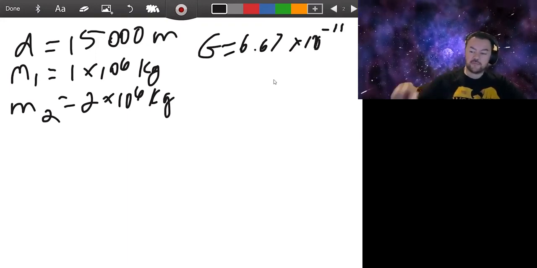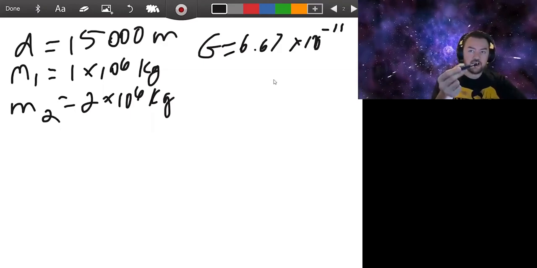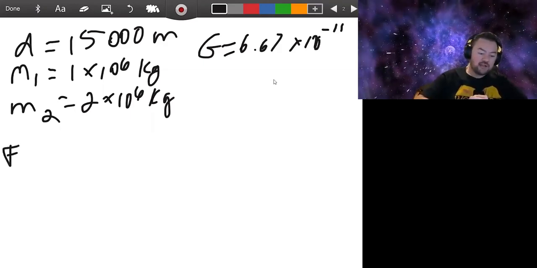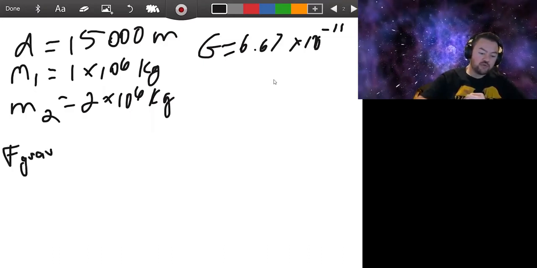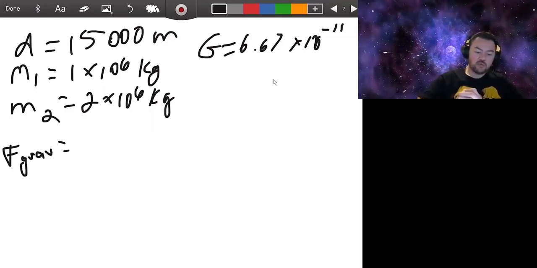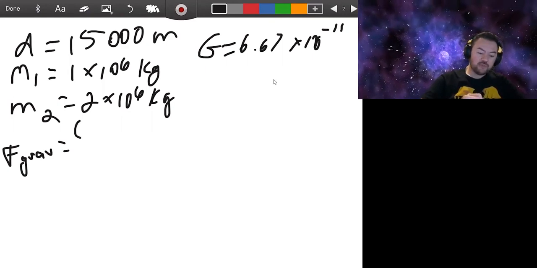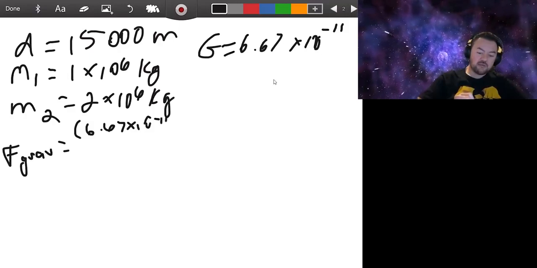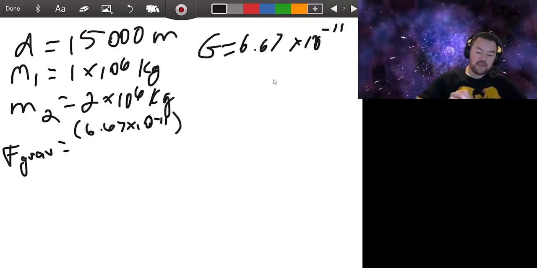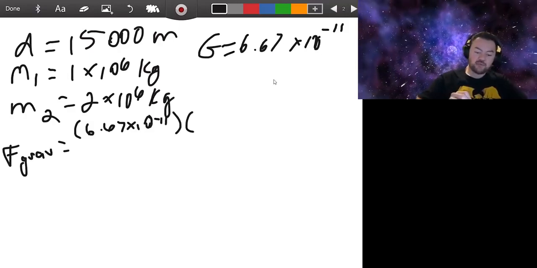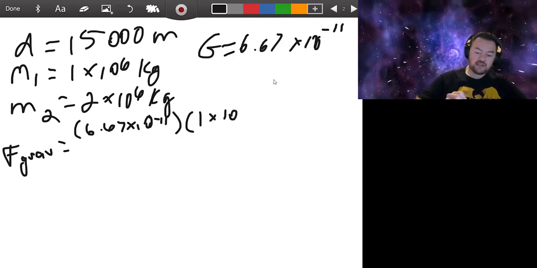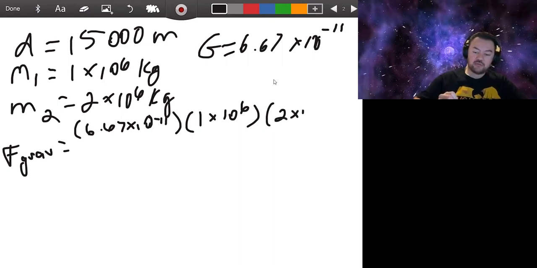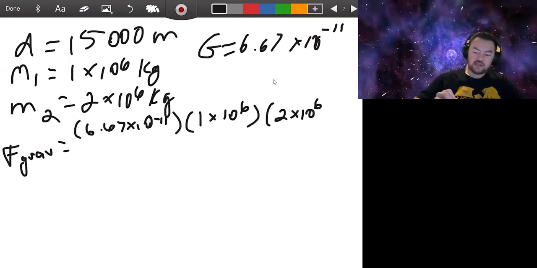That's a 10. I think I need to start using my pen there. All right, so here's what we're going to do. We're going to find the force of gravity between these 2 objects. We're going to start with our gravitational constant and put that into parentheses, 6.67 times 10 to the minus 11. And then we're going to multiply that times mass 1, which is 1 times 10 to the 6th power. And that's going to be multiplied times 2 times 10 to the 6th power.